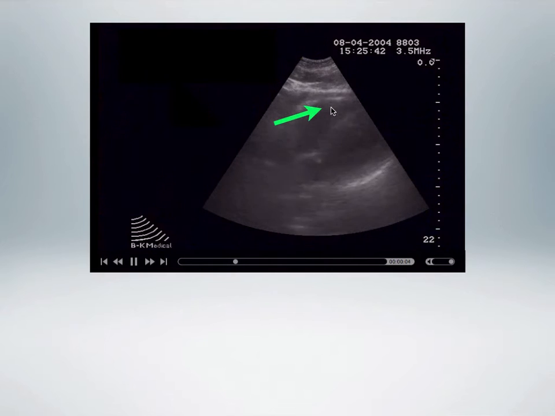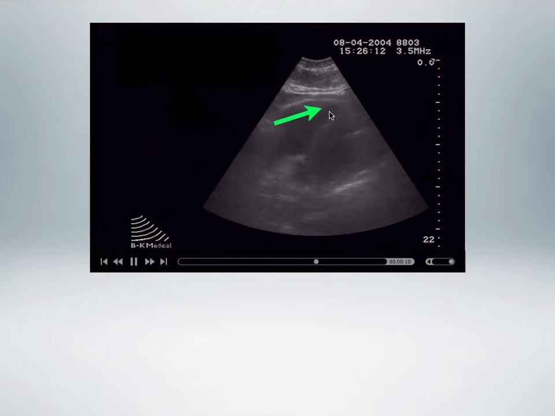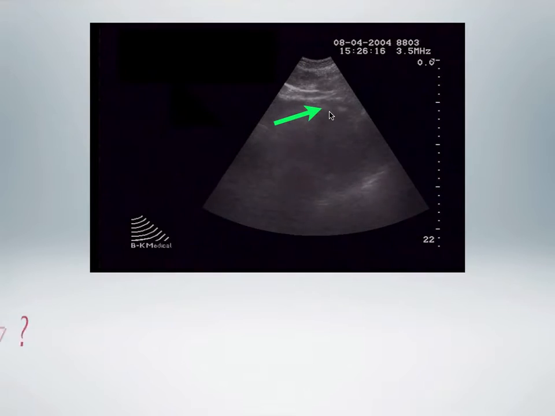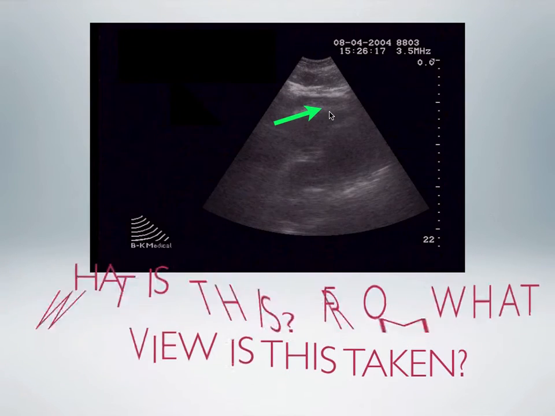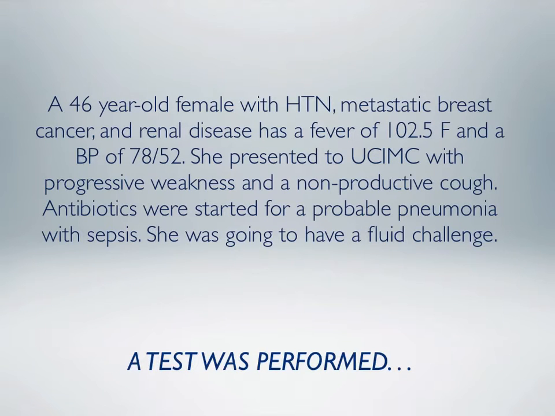And there's something attached to the heart. That's pericardial fat, a normal finding. And it sticks to the heart and moves with it. So that's just a normal pericardial fat pad.